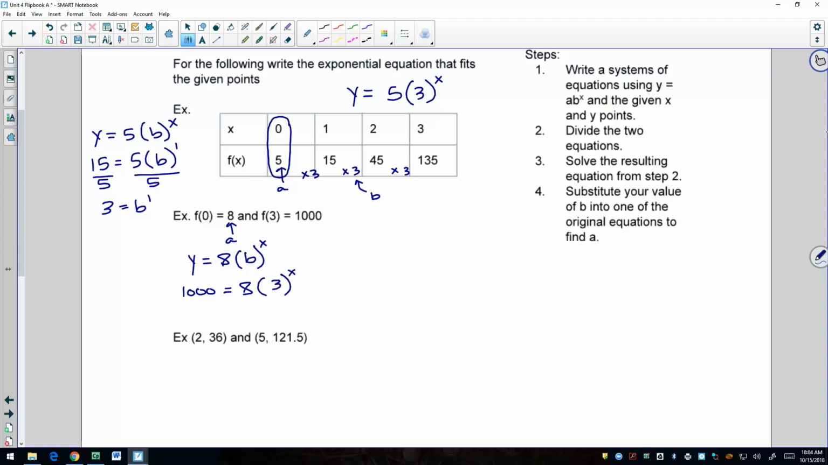Oh, I'm so sorry. That's not right. I put 3 in for the wrong spot. We don't know b. 3 is the x, so he goes up there.